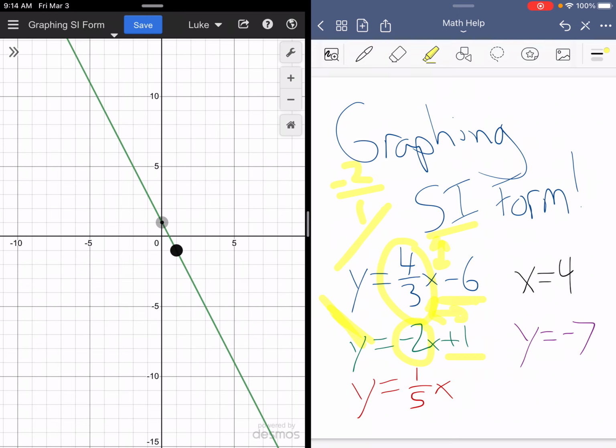And here it's worth noting that if I wanted to, I could go up 2 to the left 1. Either way works out, because as you can see, it generated the same line.